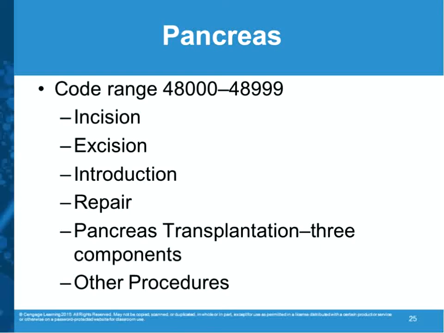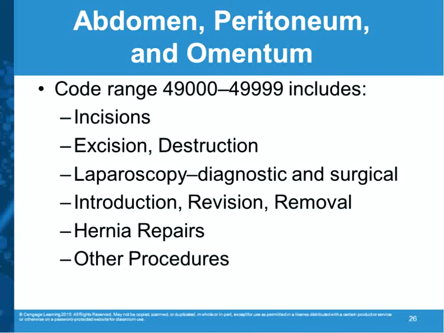Then you go to the repair section. You got my supervision. You got your pancreatography here in your repair. And then you got a pancreas transplantation. Three components, your donor, back bench, and your recipient. Same thing. And then you got your unlisted procedure code under your other procedure section. Very redundant. But it should be helpful in terms of being very familiar with how you need to code.